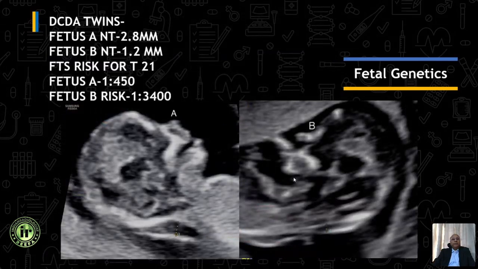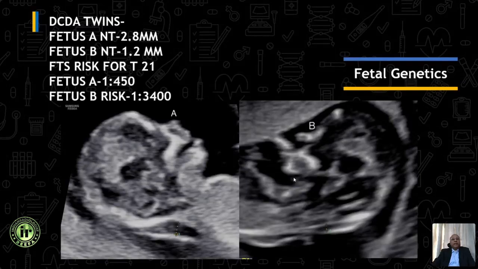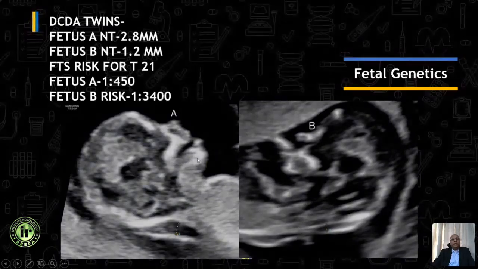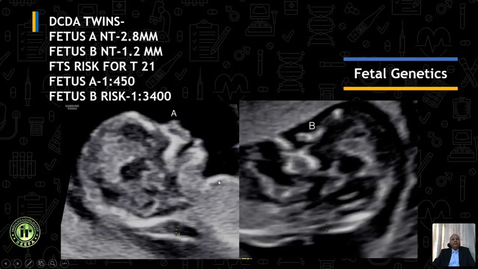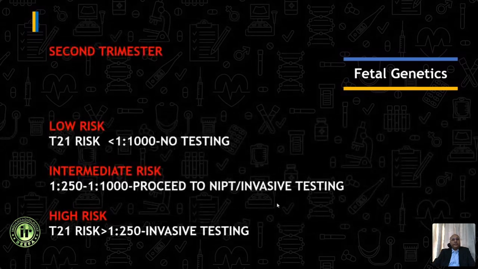Coming to twins, if we have a dichorionic diamniotic twins, then we can measure the NTs separately, we can look at the NB separately, and then we can arrive at a fetus specific risk. But when we have monochorionic twins, triplets, or vanishing twin, then we can only arrive at a pregnancy specific risk. It is not possible to get a fetus specific risk.